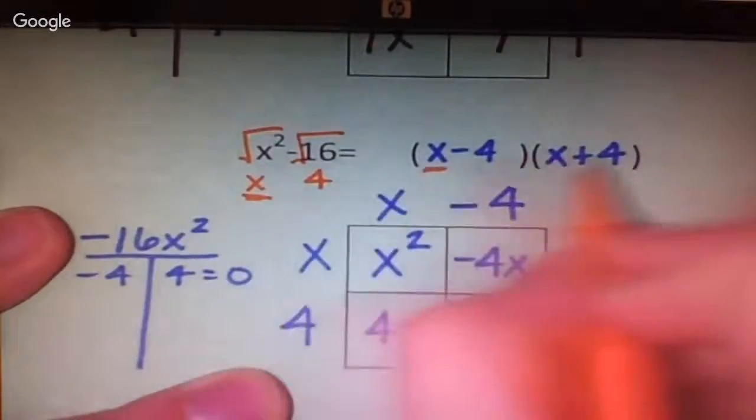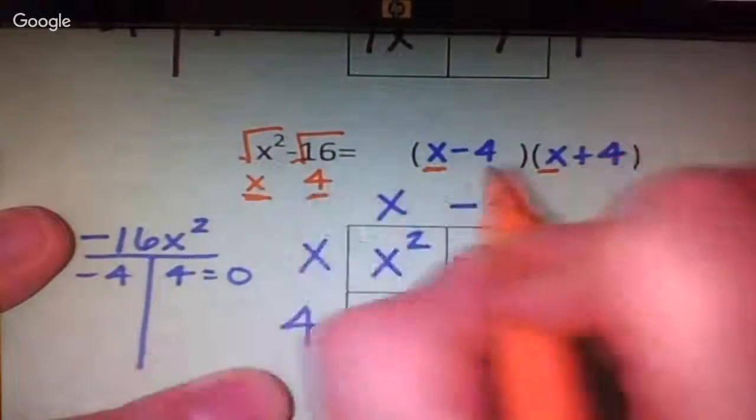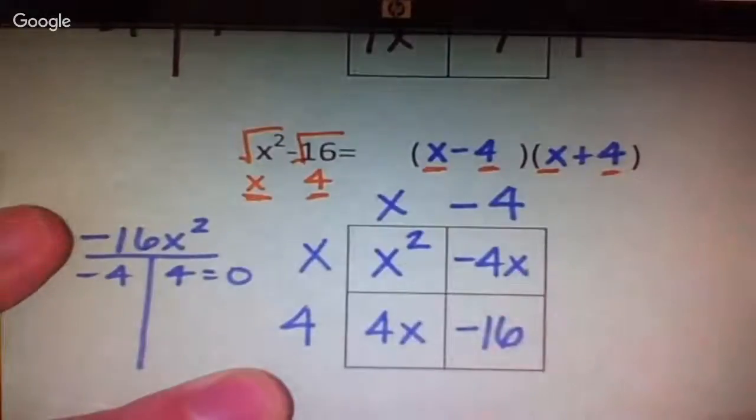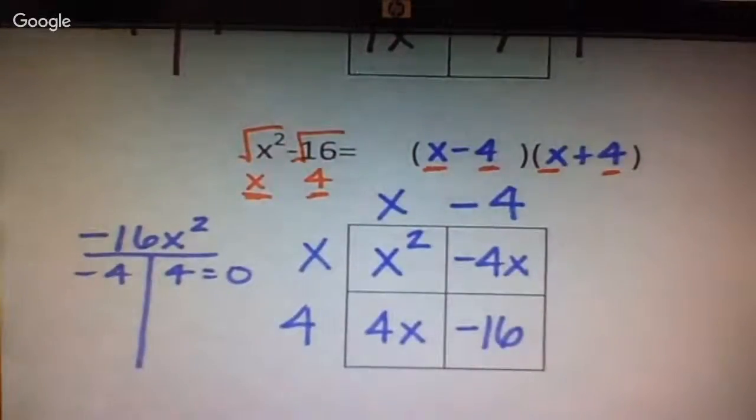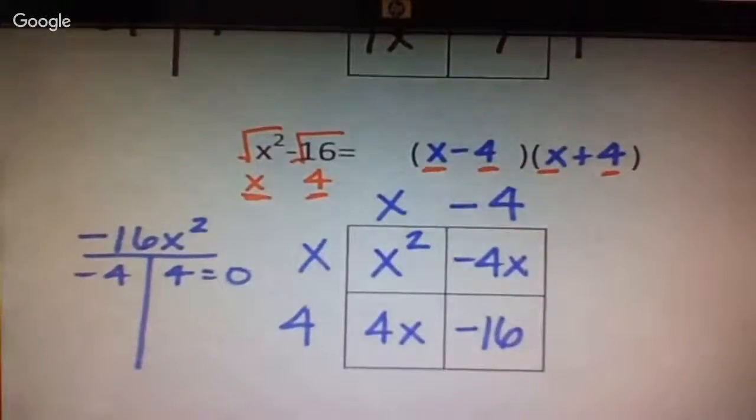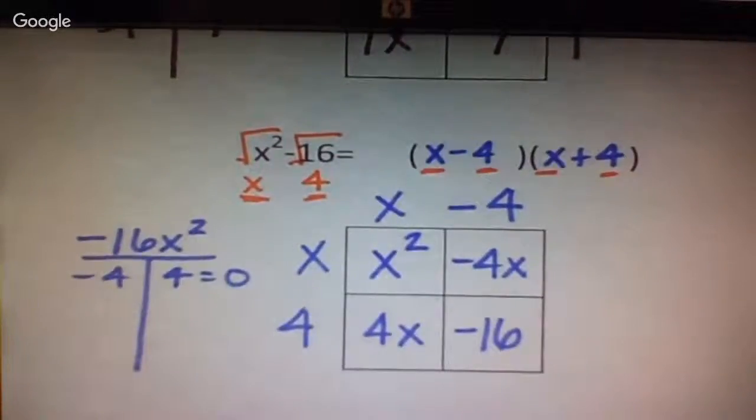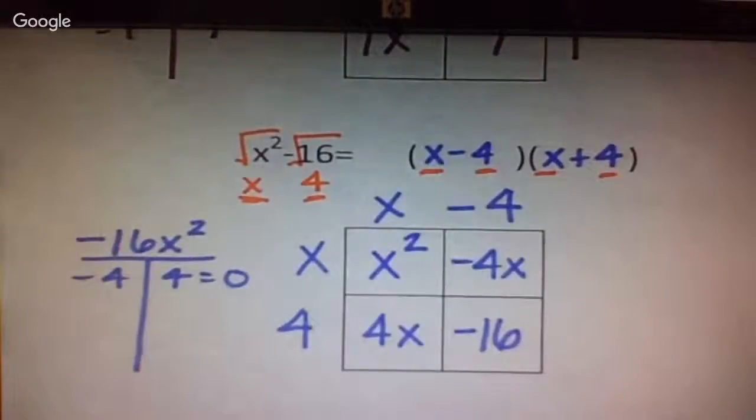So it's x, 4. One's positive, one's negative, every time. But that wasn't like that on the other one. It only works for a difference of squares. So I can do something like, let me do this one: 4x squared minus 49.